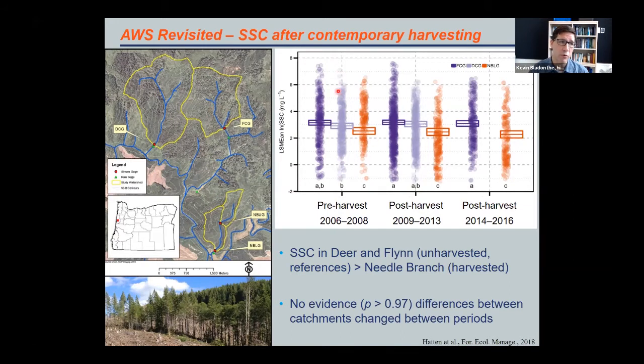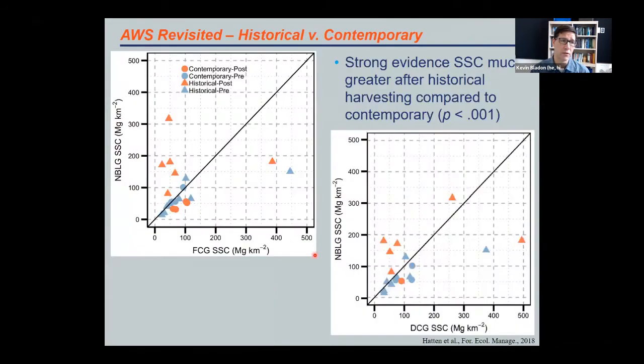We have Deer Creek, which was harvested in the original study as a patch cut, but now has remained as a reference. And then here's Flynn Creek. And so in that pre-harvest period, looking at these box plots, Needle Branch had our lowest suspended sediment concentrations. And as we move into the post-harvest period, we see those relationships really don't change. And so some decent evidence that our best management practices this go around really appear to be fairly effective at limiting or mitigating sediment transport off of these harvested hill slopes and into streams.